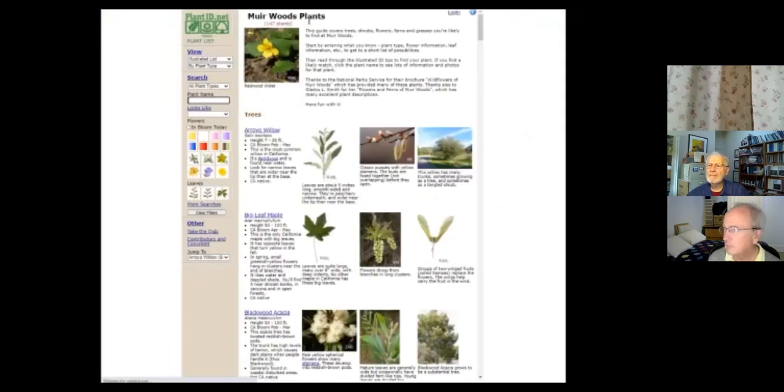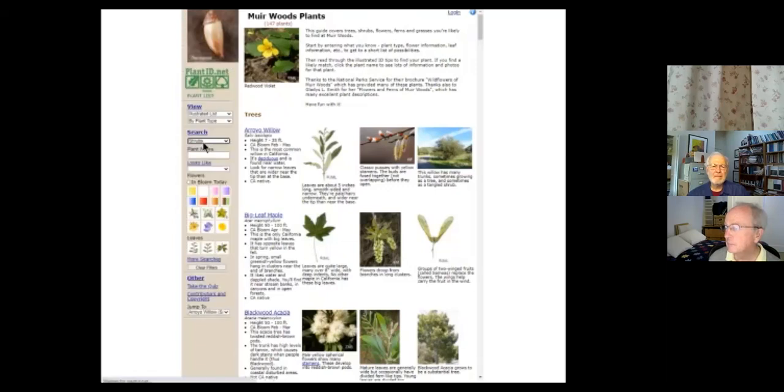Every illustrated plant list looks like this one, with a title and introduction, an illustrated list of plants, and several tools on the left to help you focus on the plant or plants you're interested in. This Muir Woods plant list was assembled by Elliot Gunnarsson, a naturalist at Muir Woods. It shows the trees, shrubs, flowers, ferns, and grasses you're likely to notice when you visit Muir Woods. Let's choose shrubs as our plant type to focus on.